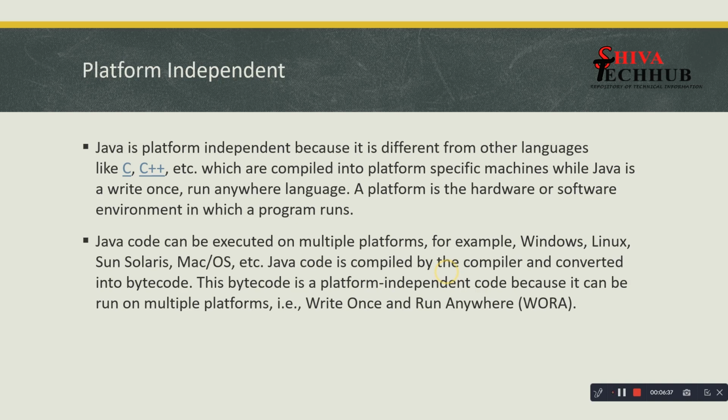And we can also call Java a write once, run anywhere language. You can write the Java program in Windows and run it in Linux. You can run the Java program in Linux and run it in Mac. So that is the platform independent nature that Java provides.